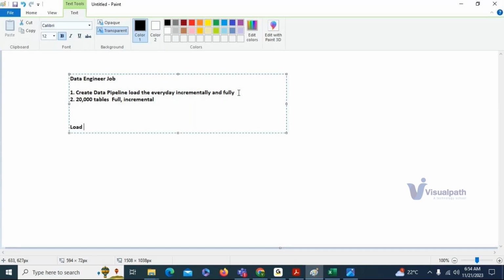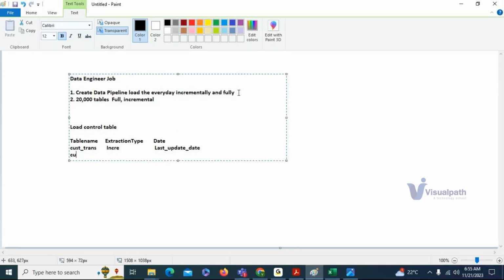You are going to create a load control table. You will store the table name, extraction type, and also date. Now, let's say the table is customer transaction. You are going to extract incrementally, and the date column tells which column to use. In the source, you should identify a last updated column, or whatever column you can extract by.